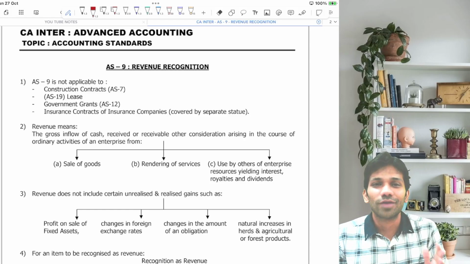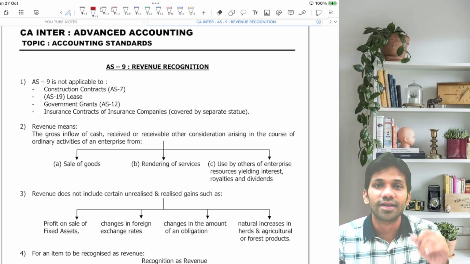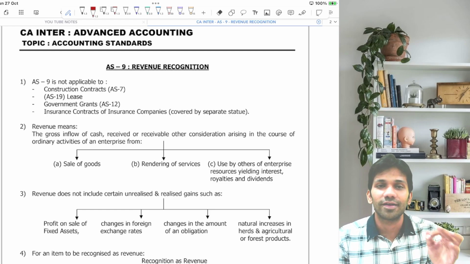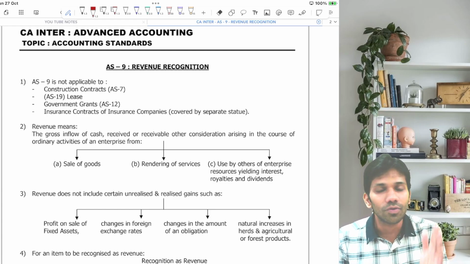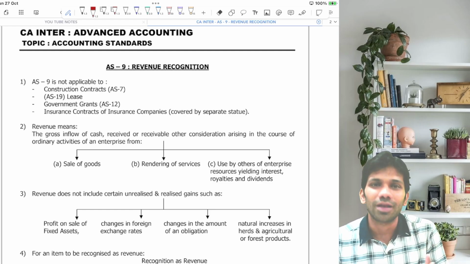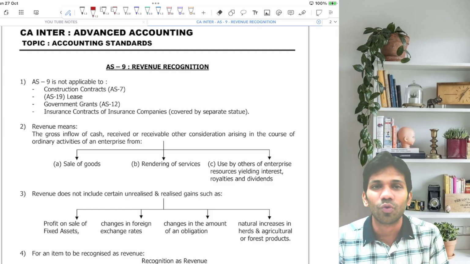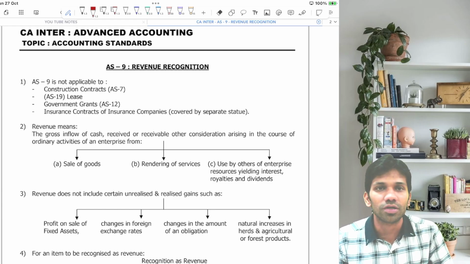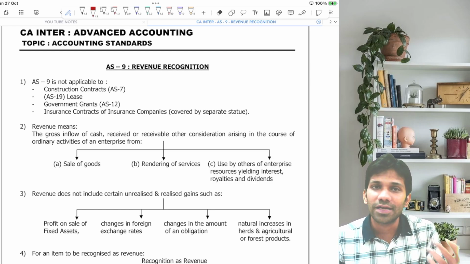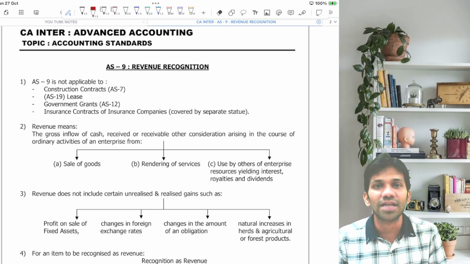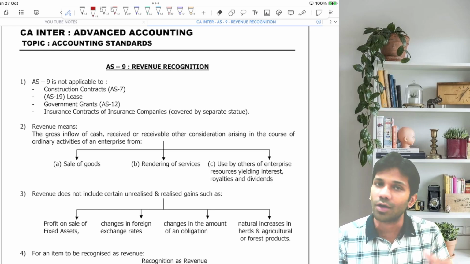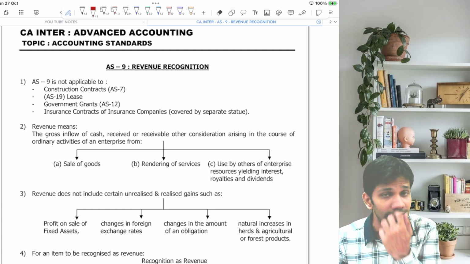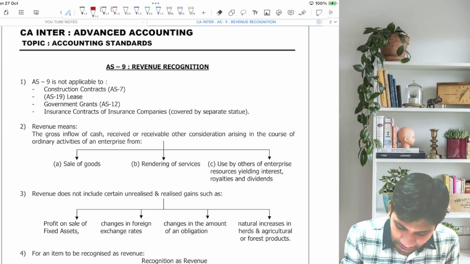Hello friends, now we are going to start with the new accounting standard, that is Accounting Standard 9, Revenue Recognition. Very good accounting standard, small accounting standard with small provisions, not a huge one. And I'll tell you the tricks how to remember the provisions and how to score at least 3.5 to 4 marks out of the 5 marks question which is asked in the institute exam. Let's start with AS-9 Revenue Recognition.